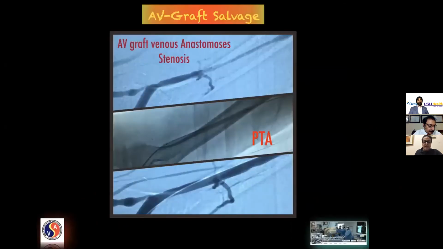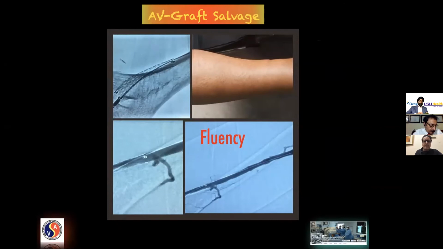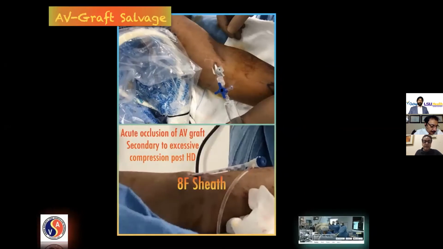And something about AV graft salvage also, because what we see is AV grafts are very notorious for developing stenosis around the venous anastomosis. So what we have been doing is being very aggressive in stenting these patients using a Fluency stent graft, if there is a significant stenosis around the venous anastomosis. And now there is level 1A evidence available for using Fluency stent grafts for venous anastomosis stenosis in AV grafts.